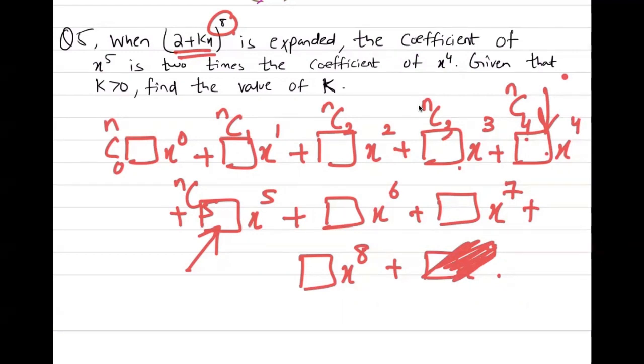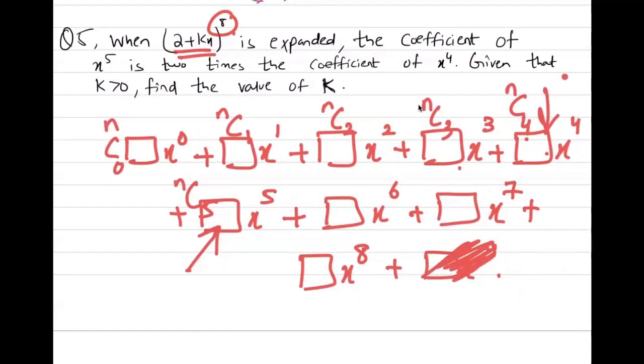Okay. So the idea was that in the expansion of (2 + kx) to the power of 8, there are going to be 9 terms. And if I arrange the 9 terms in the ascending powers of x, the first term is going to be x to the power of 0, followed by x to the power of 1, followed by x to the power of 2, up till x to the power of 8. But the question is not asking me for the expansion of all the terms. It is just talking about 2 terms. It is comparing 2 terms, that is x to the power of 5 and x to the power of 4. So in the entire expansion, I'll be just working out the 2 terms.